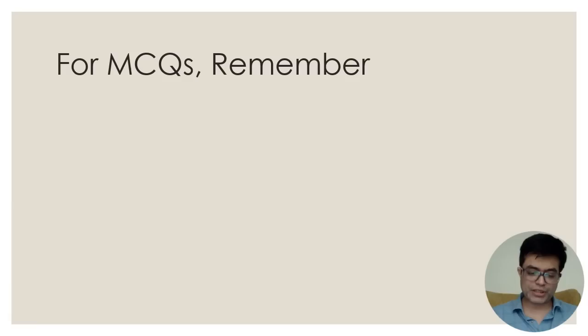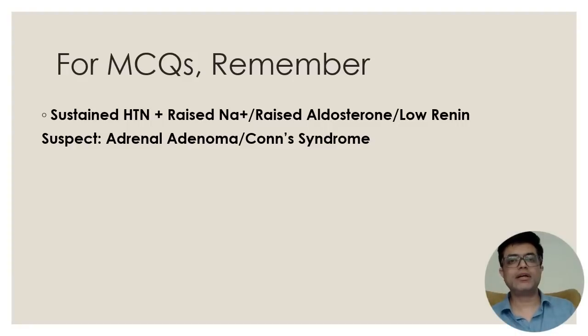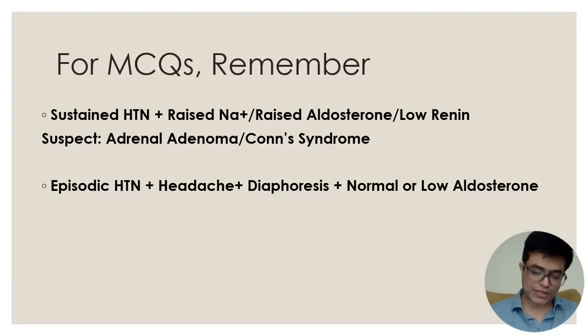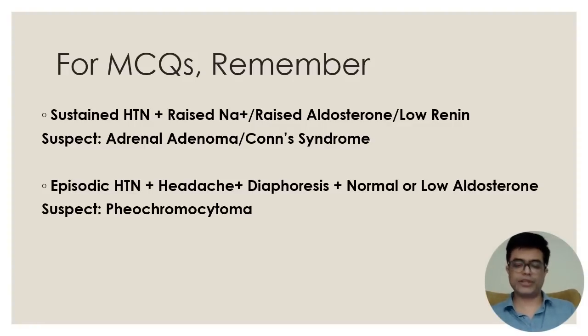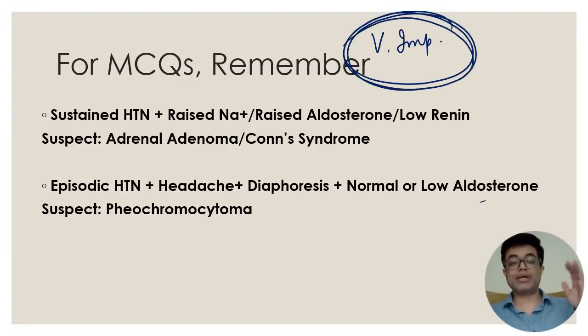So remember, for the exams, for MCQs, if there is sustained hypertension with raised sodium, raised aldosterone, low renin, you should suspect adrenal adenoma, that is Conn syndrome. And if the question says episodic hypertension, headache, diaphoresis, normal or low aldosterone, or if they don't mention aldosterone, you should suspect pheochromocytoma. This is very, very important. And if you remember this funda, potentially you can get a question based upon differentiating between the two conditions.